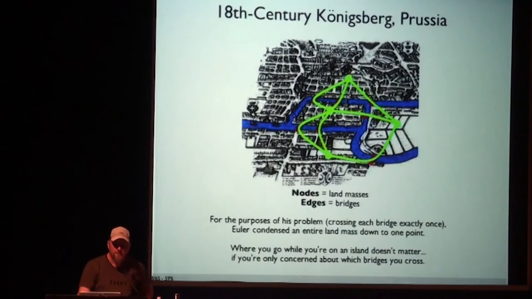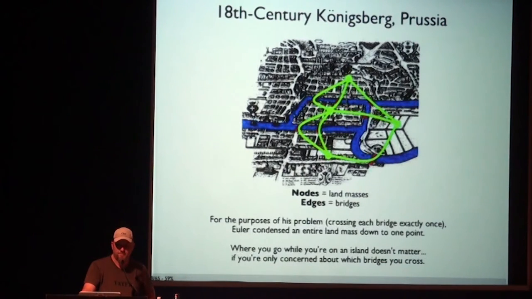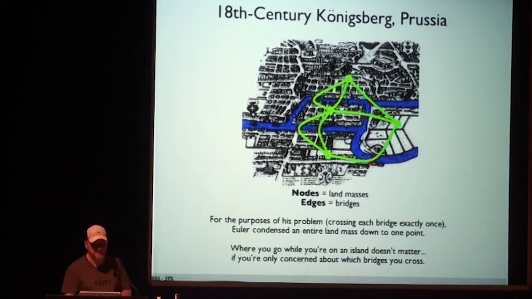I have some examples. Königsberg, Prussia, this is the original graph theory problem. The thing that I really love about this particular example is that one of Euler's key insights was that from the perspective of this problem, it doesn't matter where you go once you've crossed a bridge. If you go onto the island and you walk around and do some shopping, it doesn't matter, because you're only concerned about which bridges you're trying to cross. So this idea of taking only the key information and throwing everything else away is something that I really love, and it's key to being able to actually solve problems.